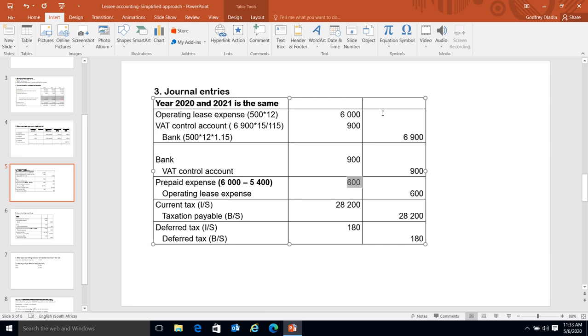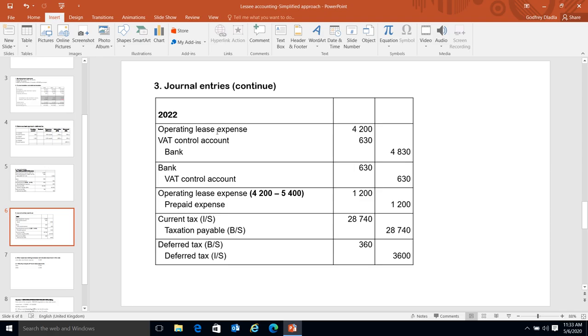Right. Now we have addressed all the journal entries in that slide. Then we move to number 6, slide 6. See, this is last year, 2022, right? Now, in 2022, remember, we are paying 350, right? Now, this is 350 times 12 months.